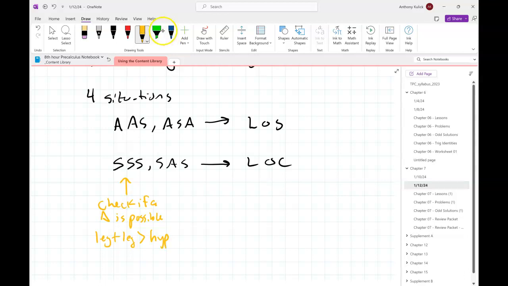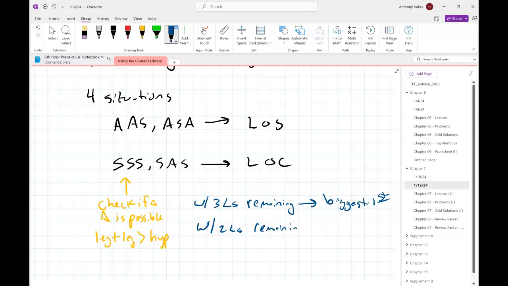And then for both of these, when we have 3 angles remaining, we need to find the biggest angle first. And then with 2 angles remaining, we need to find the smallest angle.